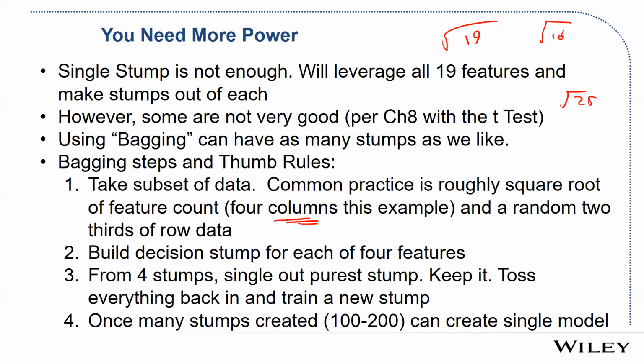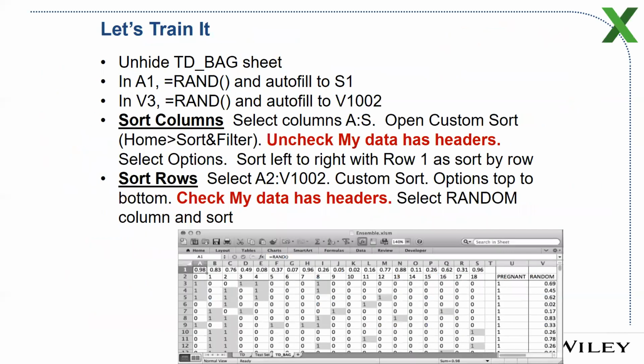So once we have many stumps created, now we can create this model. The book uses 200, but we can get by with 100, okay? Just because we'll try to make it a little bit simpler. All right, so let's get into the Excel finally.